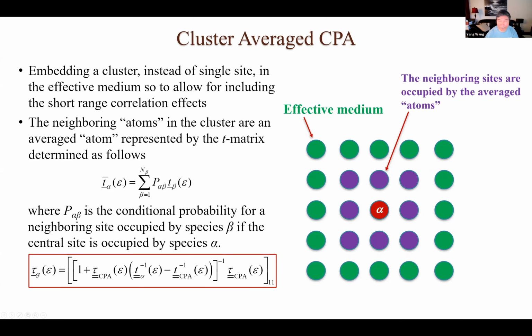Once you have a tau alpha, then we can calculate the Green's function for it, right? We can calculate the charge density. The way it is calculated, this will have the short-range order effect properly included in it, and it can even extend the way you calculate tau CPA, so that my CPA medium can be determined using this condition, using this cluster embedding. So my CPA medium can be calculated self-consistently to include this kind of short-range correlation effect.